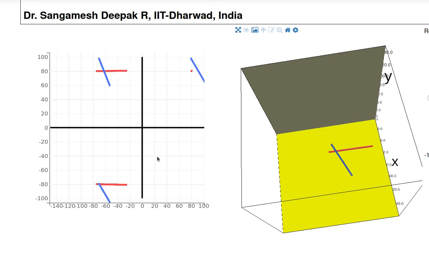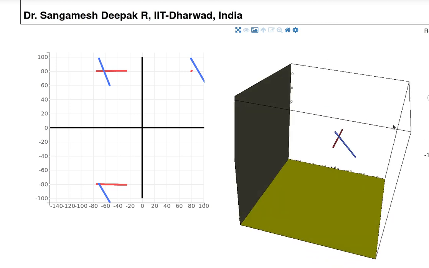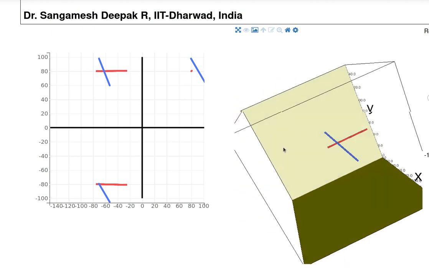Now this line has become parallel to HP, and it is also parallel to VP. Okay, so as a consequence, the line will be actually perpendicular to the profile plane. That's why it is appearing as a single dot. Okay, so far so good. Having accomplished this, now what would be my strategy? To make this line parallel to VP.